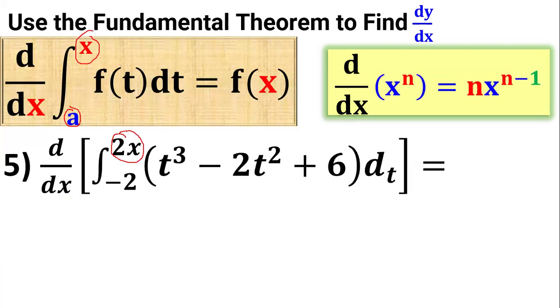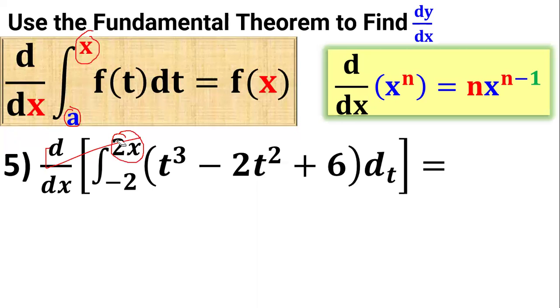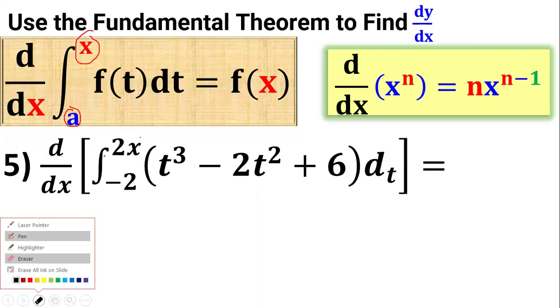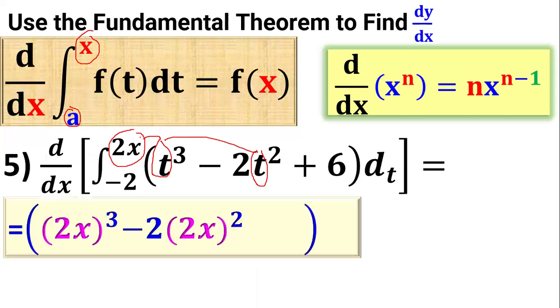The first step, apply what we did before in example 1, example 2. Means what? Just to find the derivative. Here we have 2x now. The integration is from negative 2 to 2x. The first step, replace t by what? By 2x. The same as what we did before.